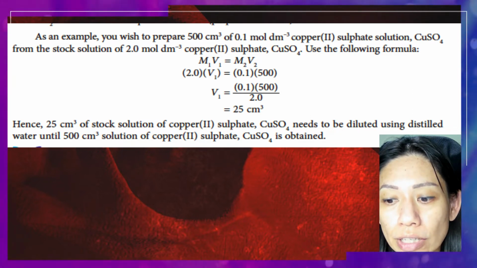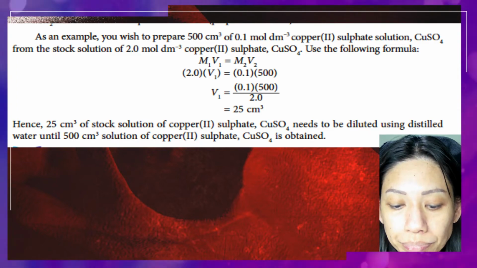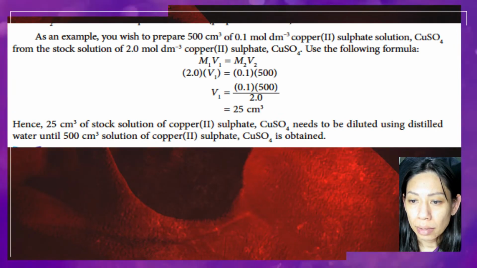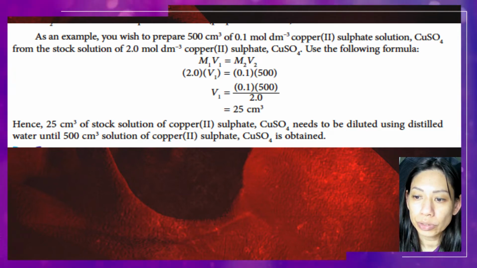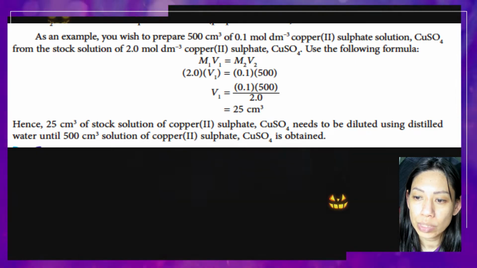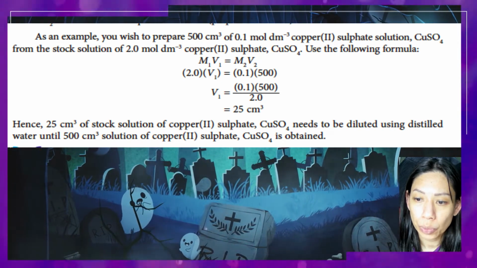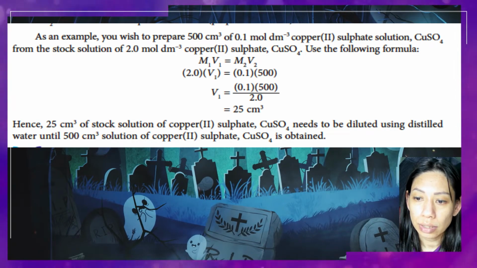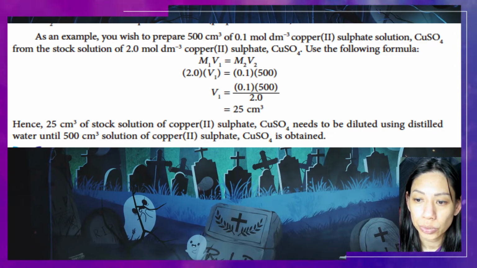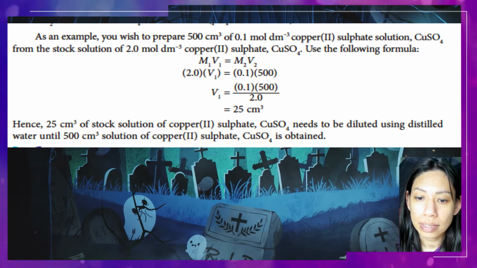Here, for example, take this question on how to prepare: you wish to prepare 500 cubic centimeter of 0.1 mole per cubic decimeter copper(II) sulfate solution from a stock solution of 2.0 mole per cubic decimeter copper(II) sulfate using the formula. The stock solution is the initial solution that you already have. So you use M1V1 = M2V2. M1 is your initial stock solution concentration, and you want to find V1, how much stock solution you need. Through this calculation, the volume you need is 25 cubic centimeter.